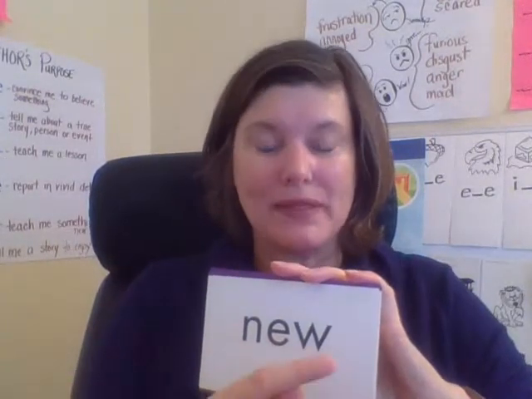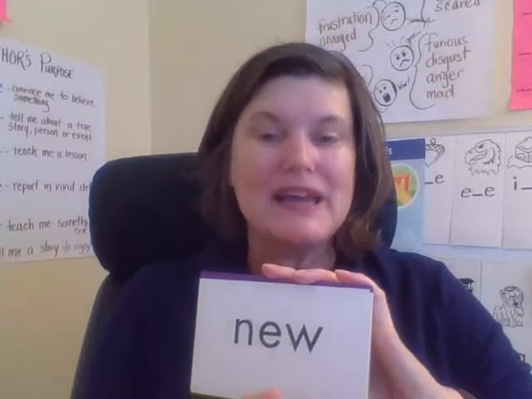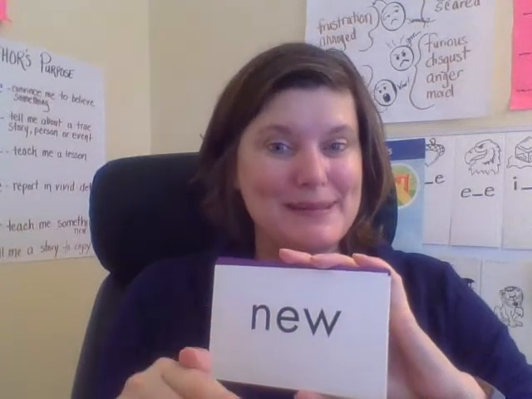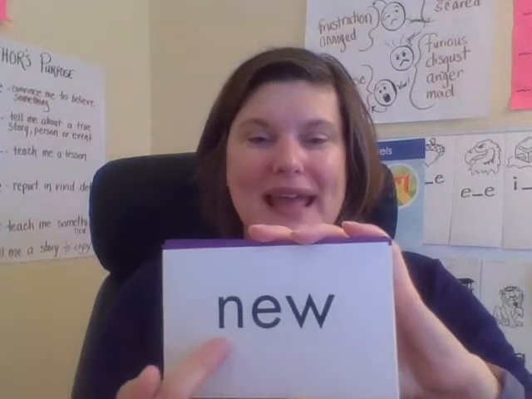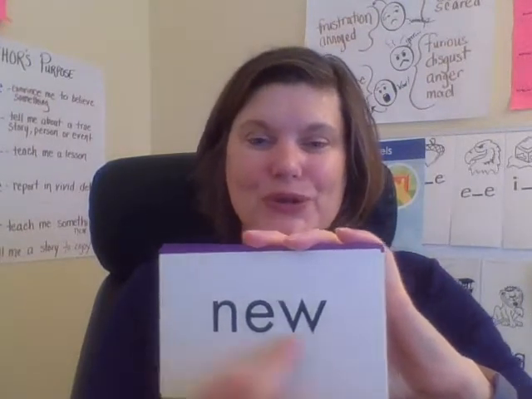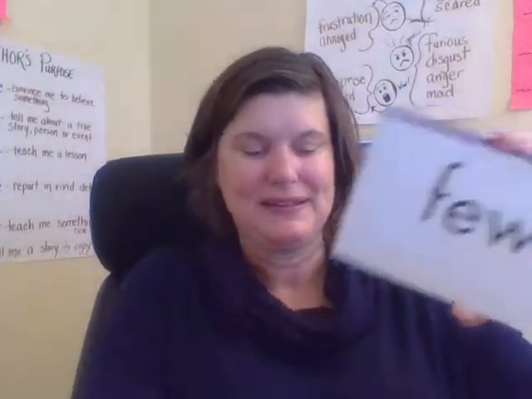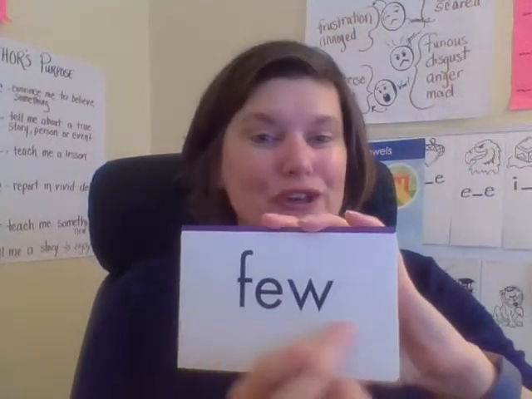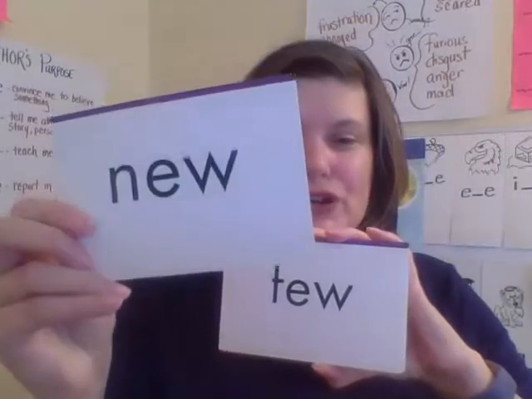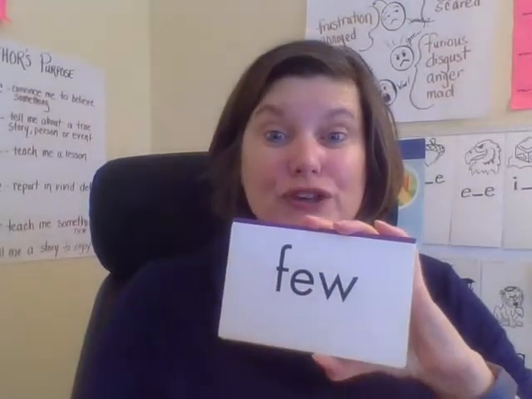All right, let's review our sight words. We will read them, spell them, and then read them again. So I should hear you reading and spelling and reading with me. Here we go. New, N-E-W, new. Few, F-E-W, few. So if you can read new, you can read few.